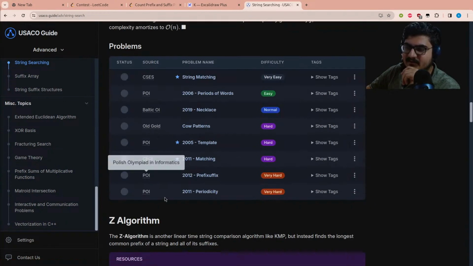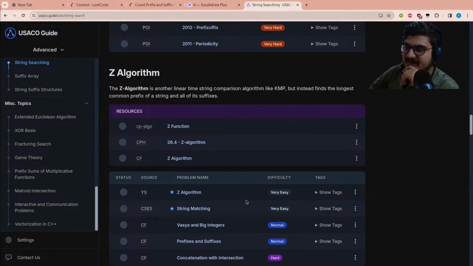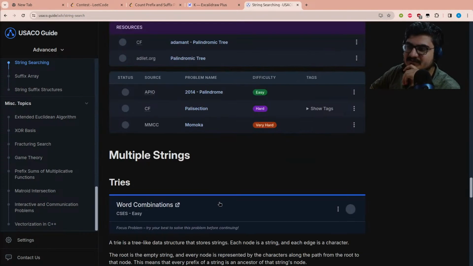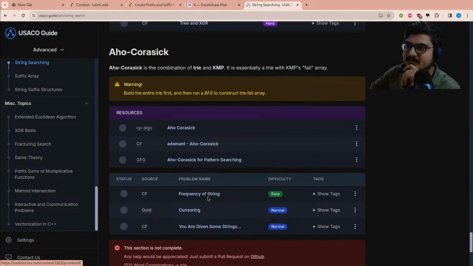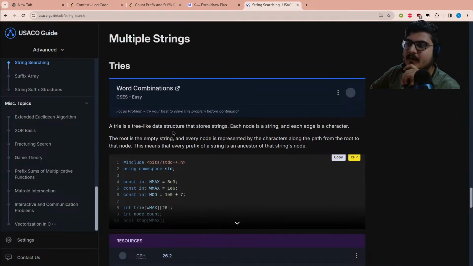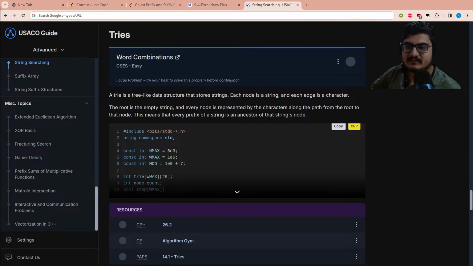With a trie, you will need a prefix function algorithm to find whether a particular string is a prefix or suffix or not. You can read about tries here. I will share the same.